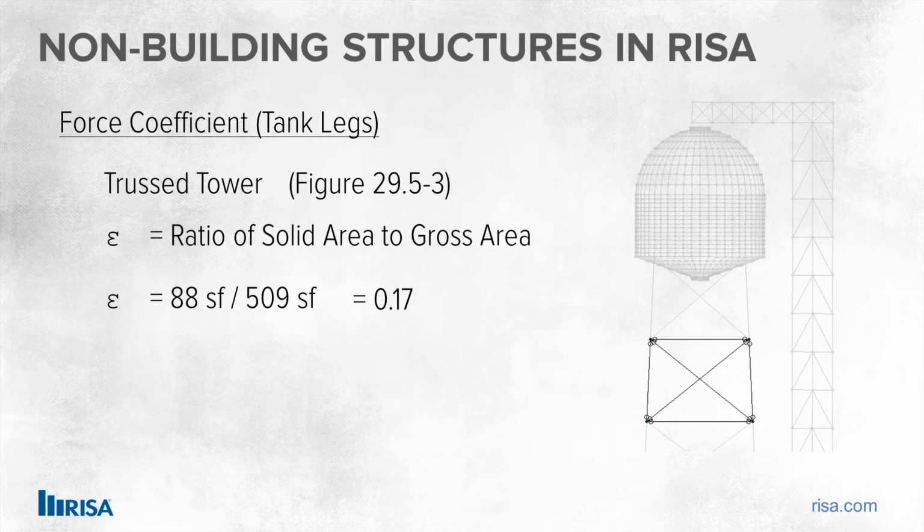Now when we take that 0.17 and plug it into the force coefficient, we end up with a coefficient of 3.1. This is basically a multiplier accounting for the amount of wind load that's going to occur on this tower. But keep in mind that 3.1 is for the entire depth of the tower, and we'll see how that comes into play shortly.